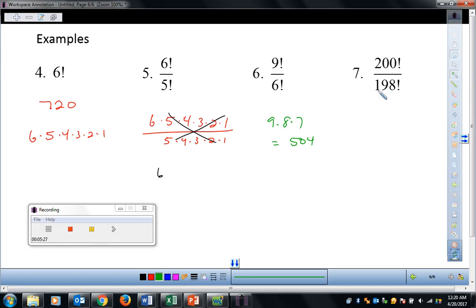Same premise on number 7, everything from 198 down is going to cancel out, so I'm left with 200 times 199, and 200 times 199 is 39,800.